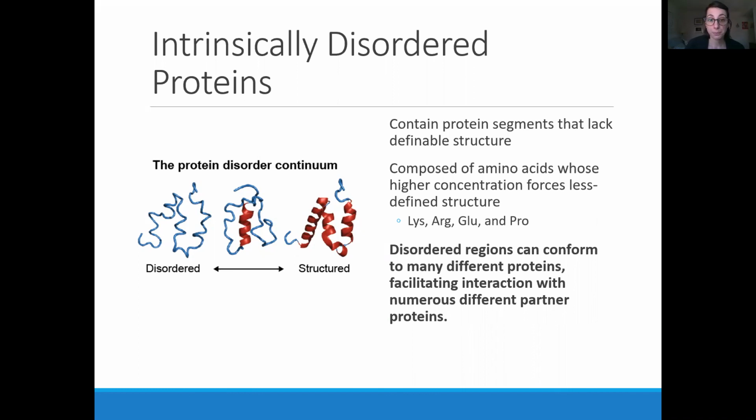And generally, when you have a higher composition of amino acids that are going to break structure, like lysine, arginine, glutamate, or proline, these ones tend to generally break the definable structure of a protein. And then you tend to have more disordered regions.